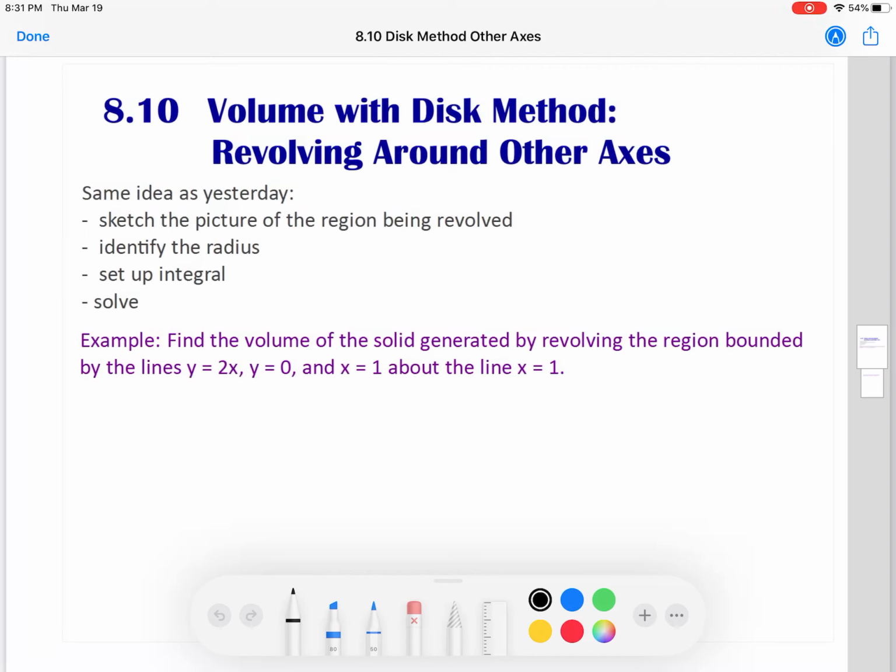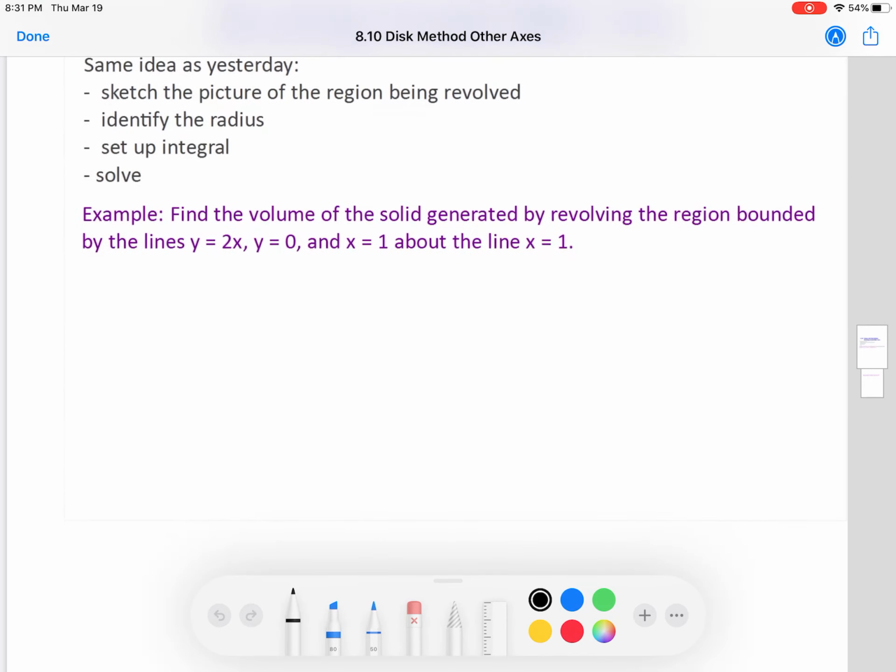All right, let's learn about the volume using the disk method, but this time revolving around other axes that are not just the x and the y axis. The idea of setting it up is the same thing as yesterday. You want to use the pi and then the integral of the radius squared on the inside. The harder part about today's lesson is actually finding what that representative radius is.